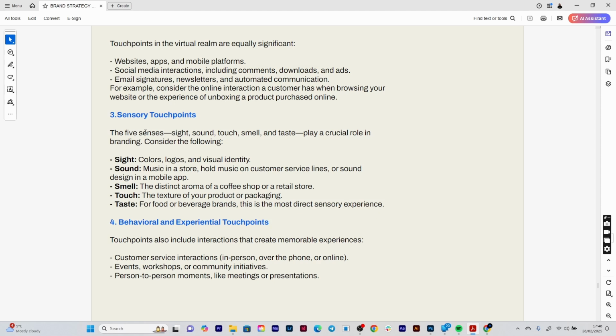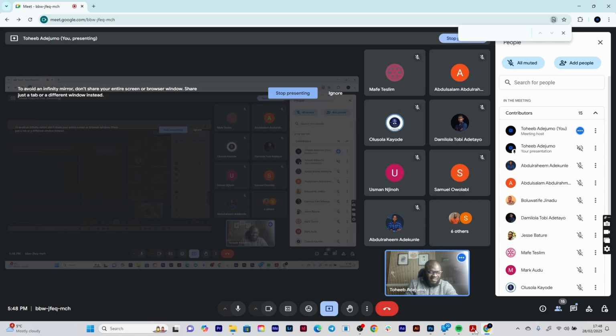So when you talk about sight, your logo, it falls under what? Sensory touch points. Which one? Sight, because people have to see that. The visual identity, all the patterns, characters, and all of those, they are under sight. So that means the entire project that you are doing is just what? One out of five. It's even a subheading.